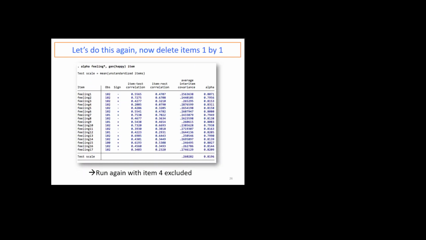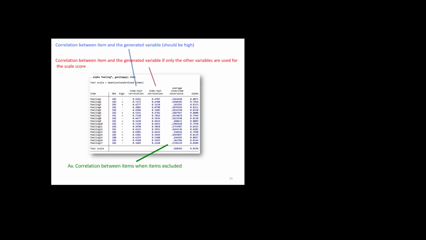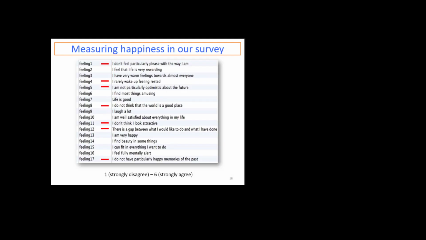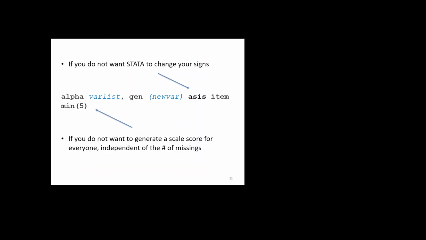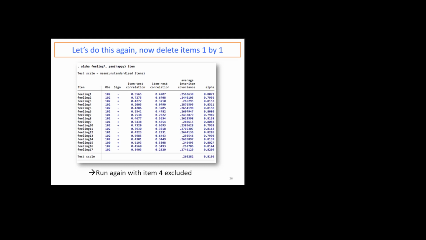Yeah, I know one is "I feel depressed", so that can maybe measure a slightly different thing. I have to go way back to the items. "I don't feel particularly pleased with the way I am." "I rarely wake up feeling rested." "I'm not particularly optimistic about the future." "I do not think that the world is a good place." "I don't look attractive." Maybe it's measuring depression. It can be because they're negative, but it can also be because it just measures another concept.